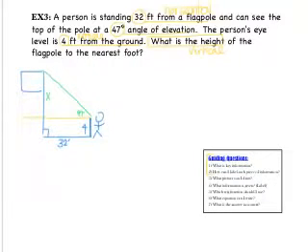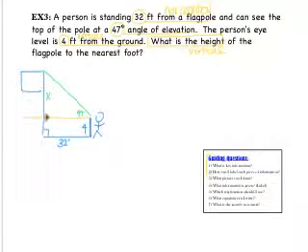Obviously we should have picked out that 32 feet from the flagpole is a person, so that's a horizontal distance. They can see the top of the pole at a 47-degree angle of elevation. So they already tell me it's an angle of elevation. So we know that the eye level, which is the horizontal line, because I needed to draw that in, is 4 feet from the ground. So this angle of elevation isn't starting until 4 feet in the air.